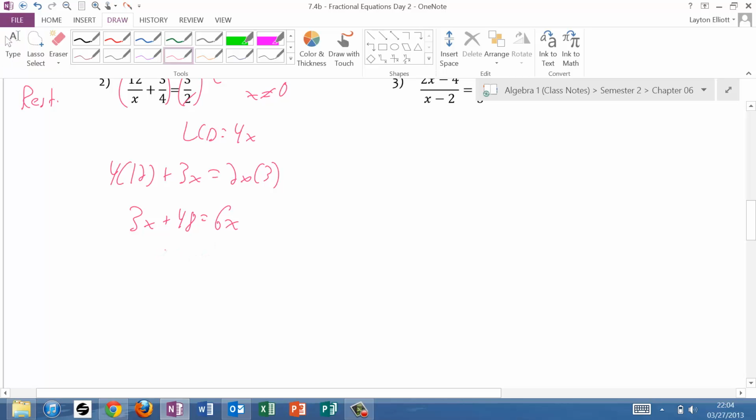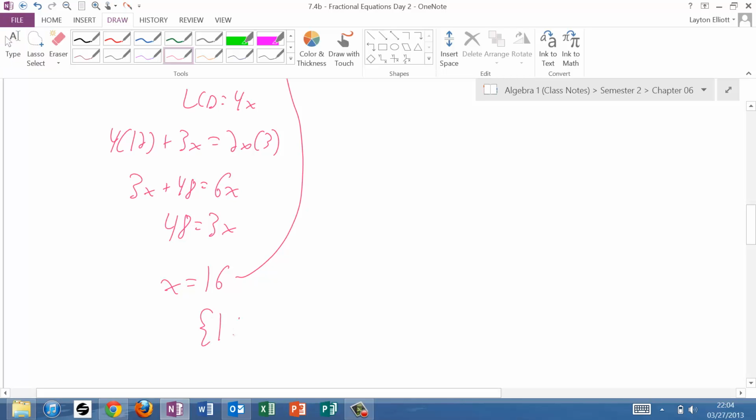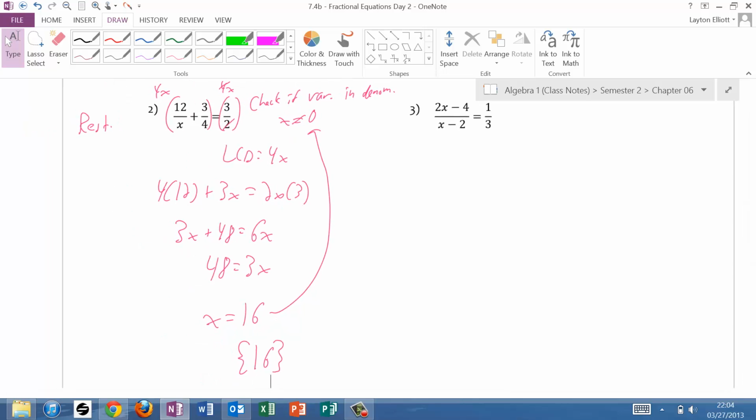Okay, subtract 3x from both sides, and I get 48 is equal to 3x, or x is equal to 16. 16 is not 0, so that's going to work. So we're going to put that in set notation. Okay, let's go to number 3.